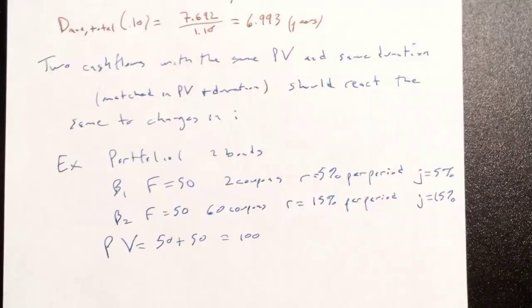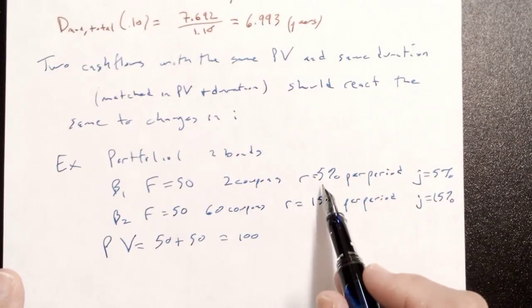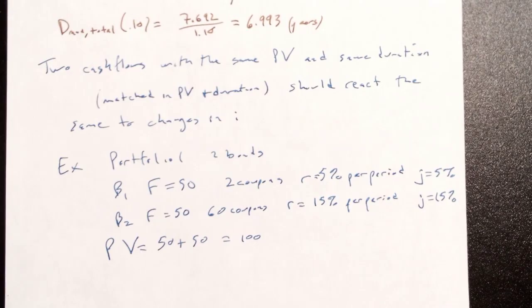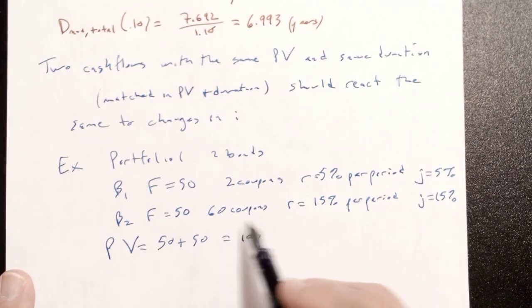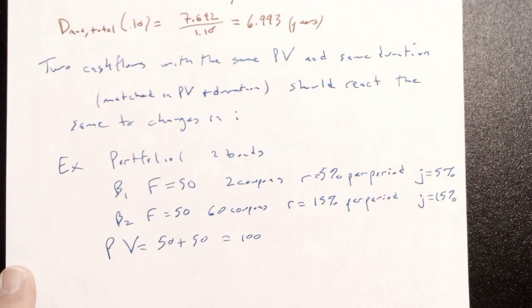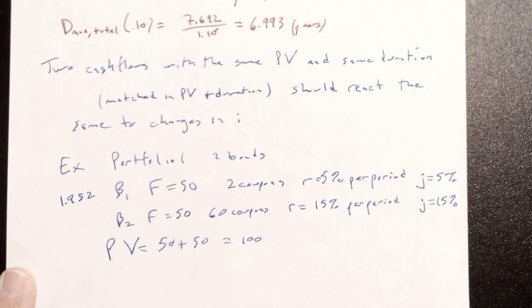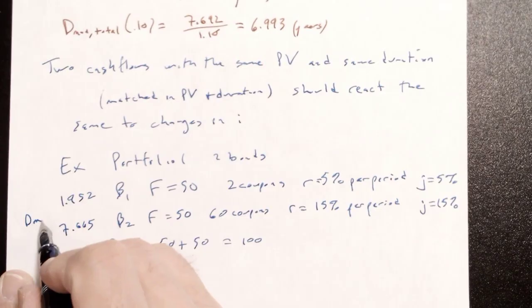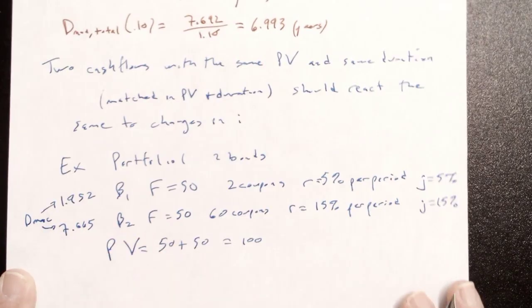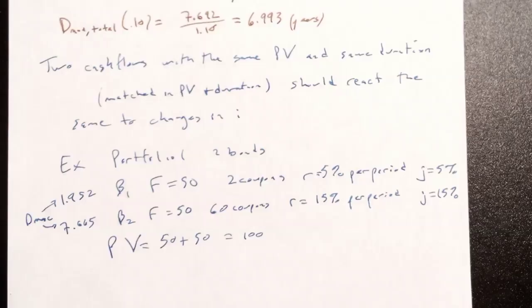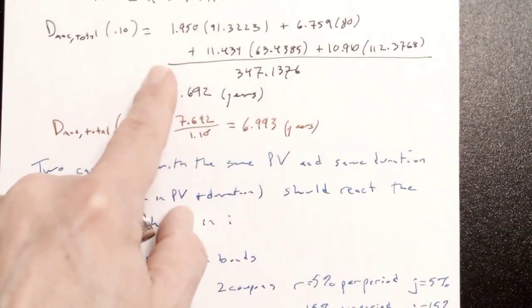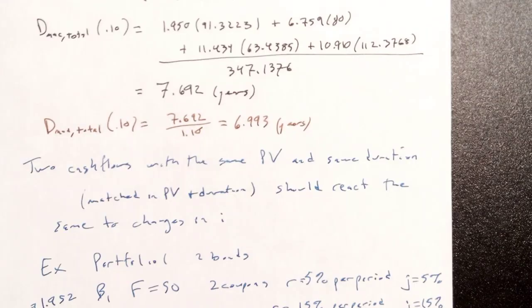Now I can go back to the fact that I'm doing 2 coupons at 5%, 5%, and go back to that spreadsheet. I can do the 2 coupons, so 60 coupons at 15%, 15%. And I can get the durations for both of these. The duration on the first is 1.952, and the duration on the second is 7.665. And I got those off that spreadsheet we did last time, which means I can do this idea, and you give me the duration for the whole thing.